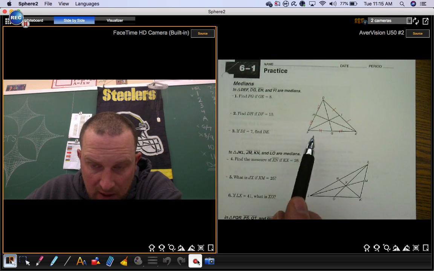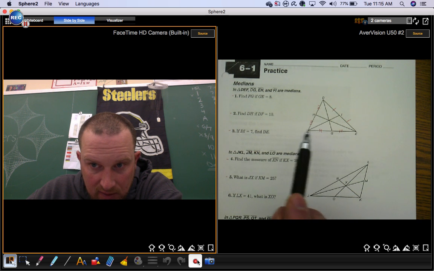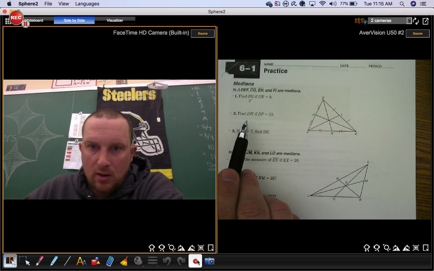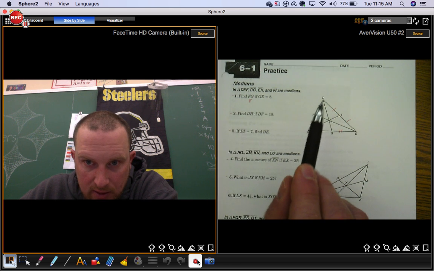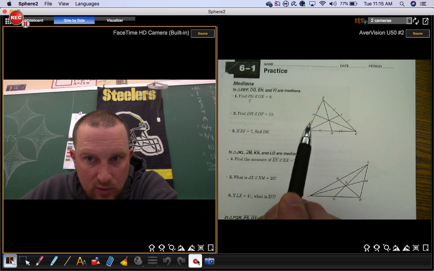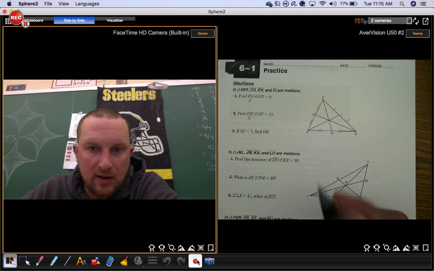Find the distance from F to G if you know G to E is 8. If this is 8, this is 8. That's what those matching marks mean. Number 2, find the distance from D to H. That's this guy. If D to F is 10, so the whole thing's 10, and these two are the same, those two pieces would be 5.